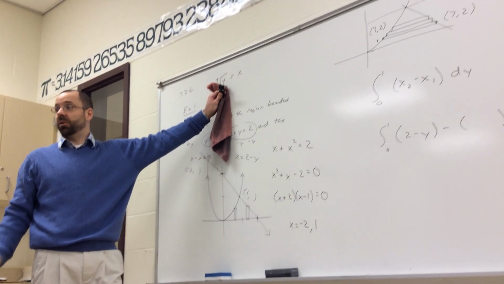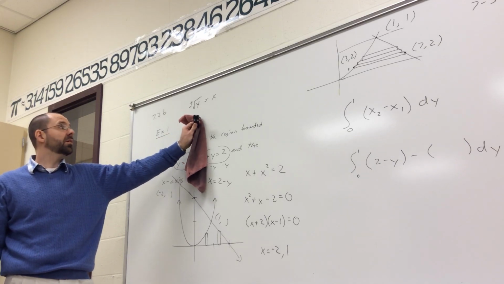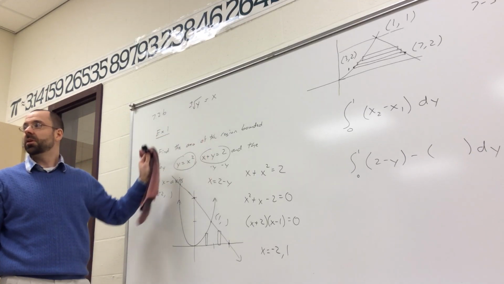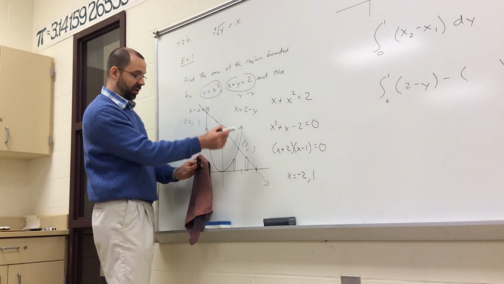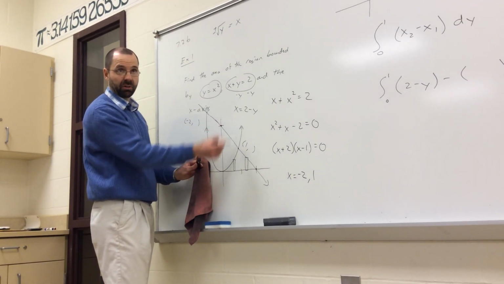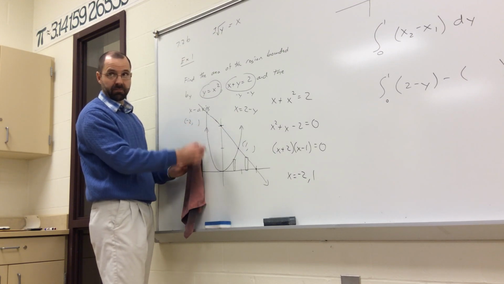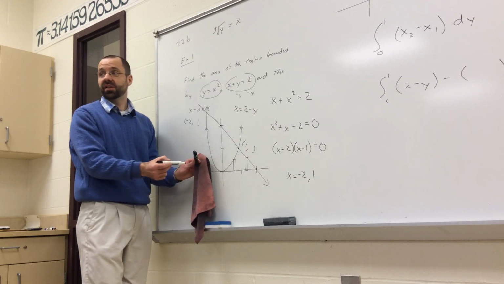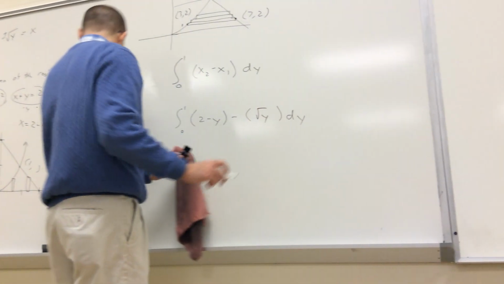Don't forget, when you take a square root, you get two answers. Do I want the positive square root of y, or the negative square root of y? Yeah, that's correct, the positive square root of y, because this part of the parabola is the positive square root of y, and this part is the negative square root of y, right? Okay, so we're dealing with that part of it, so that's why it's the positive square root of y.